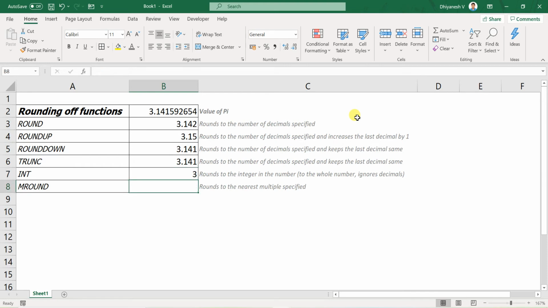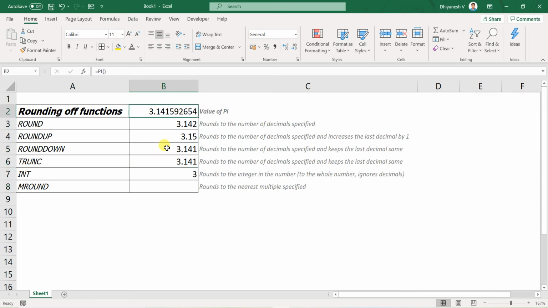And the mround function will round the number to the nearest multiple of the number you specify. So say if I enter 9 as the number, this number will be rounded off to the nearest multiple of 9. So if it is not more than 4.5, it will automatically be 0. The same rounding off principles will apply, but here, instead of 0.5, you will be dividing the multiple by 2, and if it is greater than that middle number you will get the next number. If it is less than the middle number you will get the previous number.